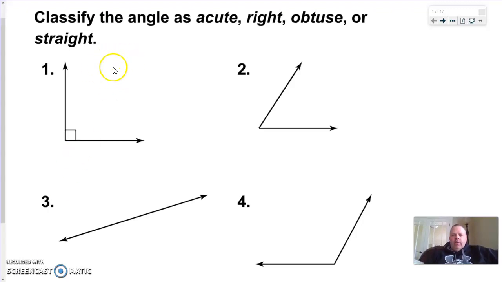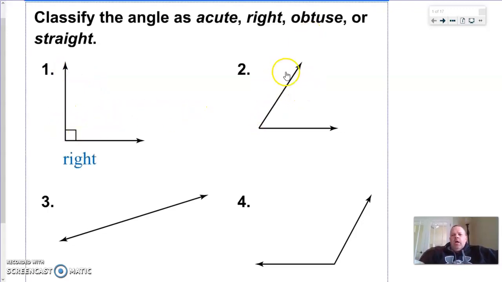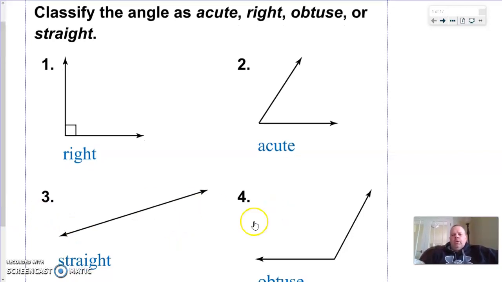So obviously we've done some of this before. Classify the angle as acute, right, obtuse, or straight. We know again that this is a right angle. We know that this is an acute angle. Remember we said tiny angles, small kids are acute. So acute is smaller, so we got acute. This is a straight angle because it's a straight line, and obviously with number 4 we have an obtuse angle.